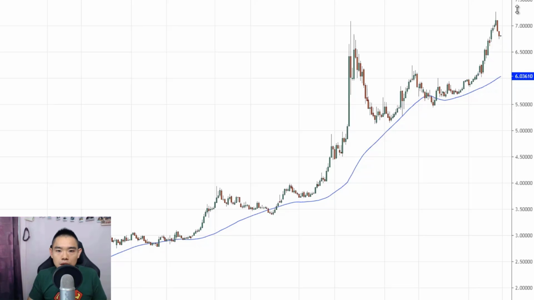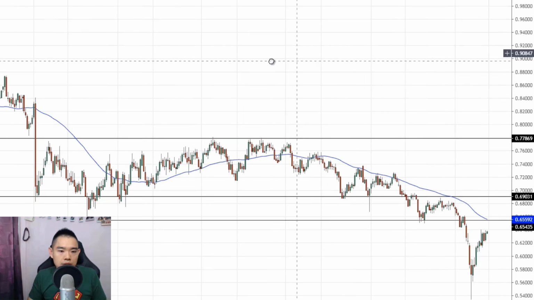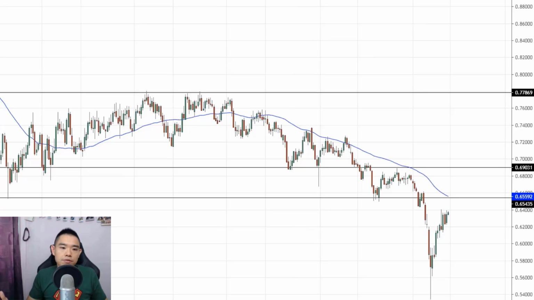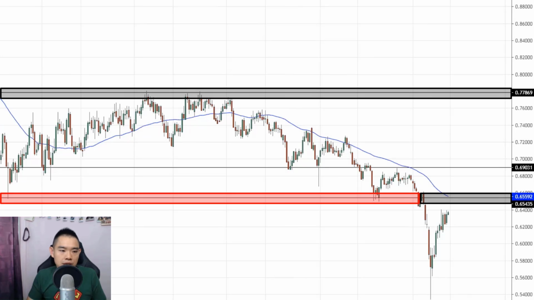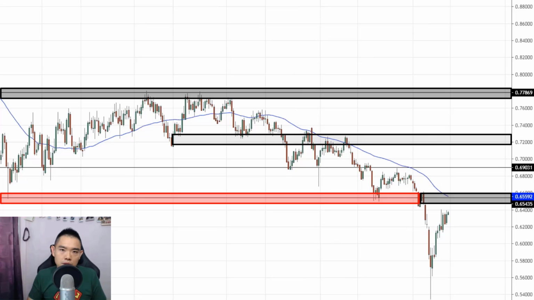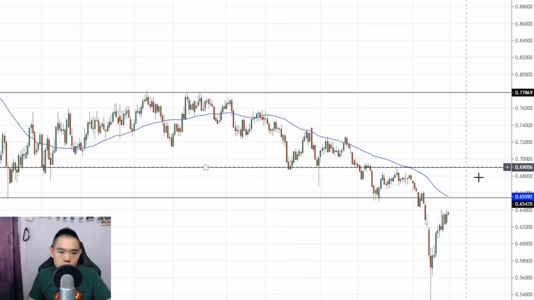Okay, next one. How about this one? Aussie against the Swiss franc. In this case, you have multiple areas of value. You have the 50-week moving average again. See this one, tested once, twice, thrice, almost 4 times. Then you have your classical support resistance. You can draw this line over here, where the previous support could act as resistance. Same for this area of resistance, and there's another one over here as well. So in this case, you have multiple areas of value on this chart. And it might even be possible to draw a downward trend line as well.